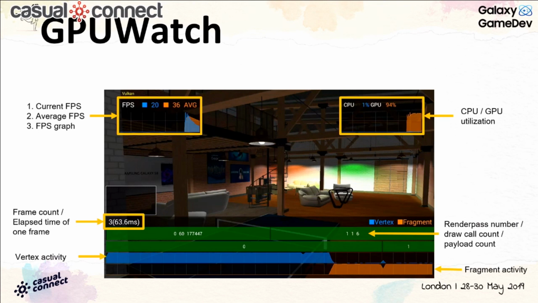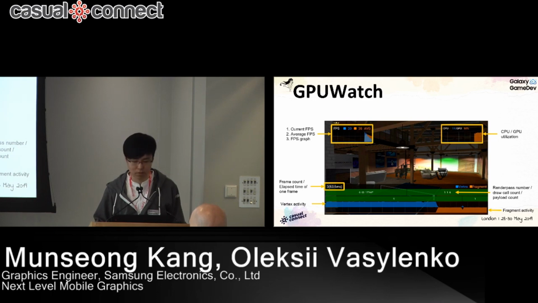Let's see what we can get from GPU Watch. At the top left corner, we can see the current and average FPS. So we can check the frame drop position while you change the scene. And at the top right corner, you can check the CPU and GPU utilization. And the bottom side information is periodically captured information. And the left middle side is the elapsed frame time of that captured frame.